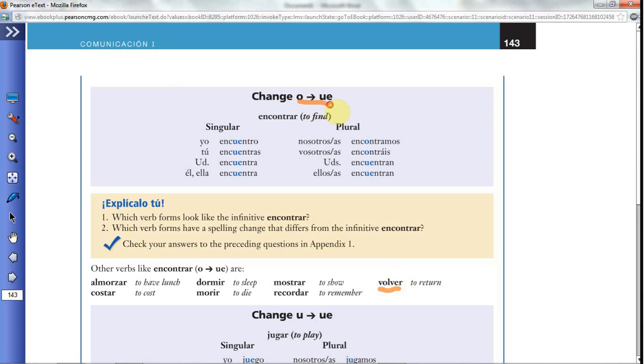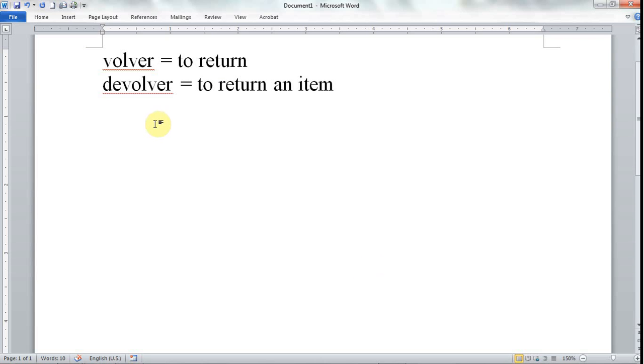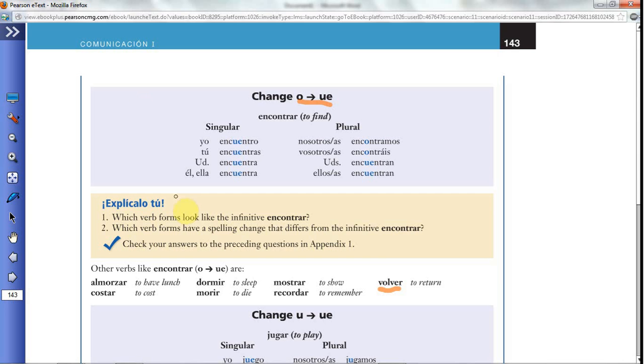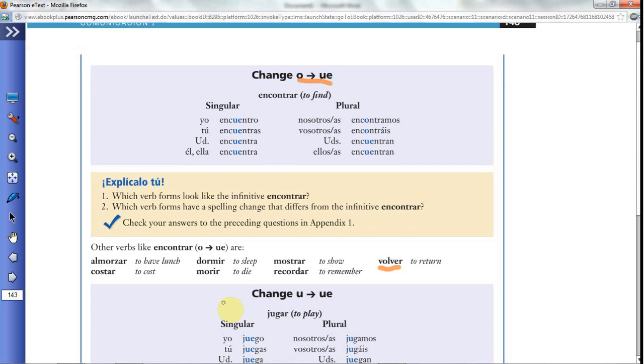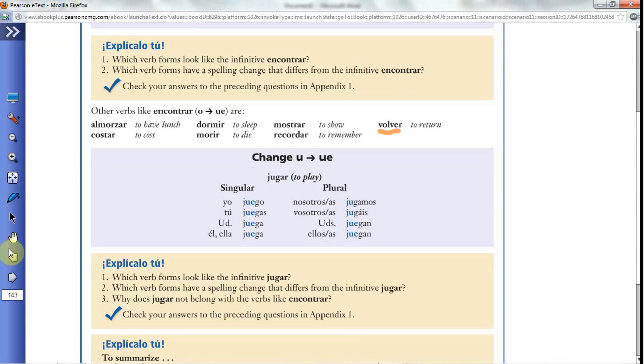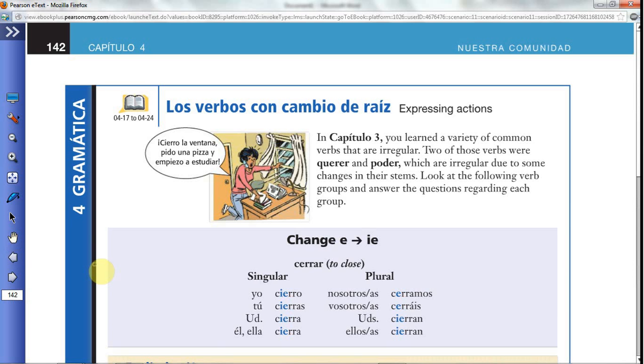Okay? It's obviously rooted in the word volver. Okay, it's only slightly different. Most of the time, if there's a verb that looks very similar, it's because it shares the same root, and it's going to experience the same type of change.